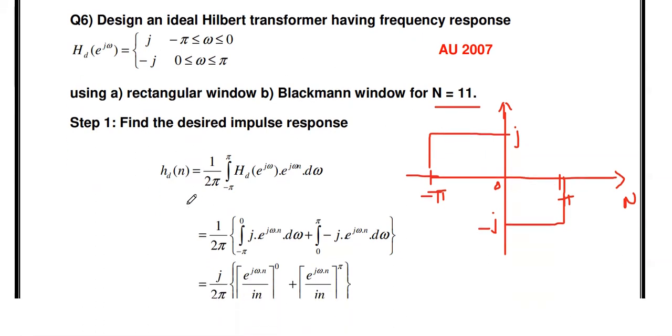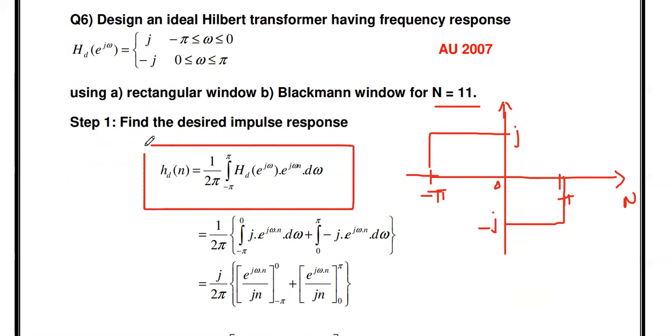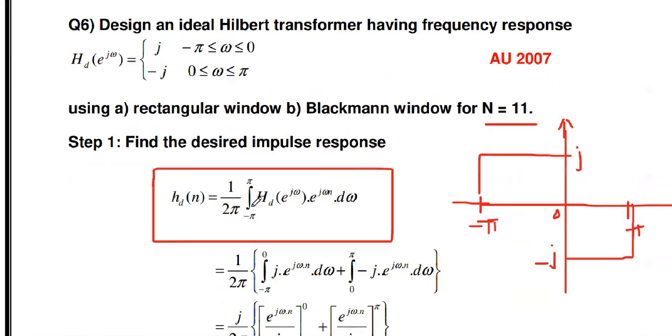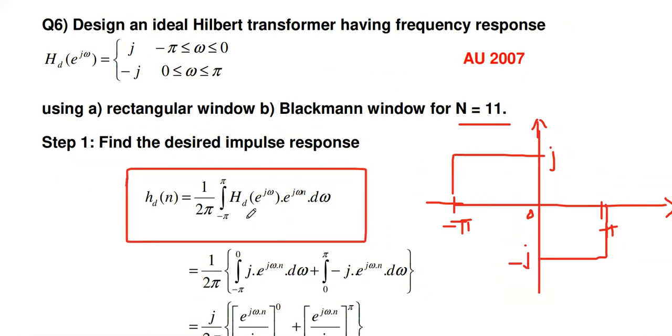So the first step is to find the desired impulse response. You know the formula: HD of n equal to 1 by 2 pi integration over minus pi to pi HD of e power j omega into e power j omega n d omega. In that we have to substitute the HD of e power j omega value. Here in the specification, HD of e power j omega has the value j for the frequency omega between minus pi to 0.